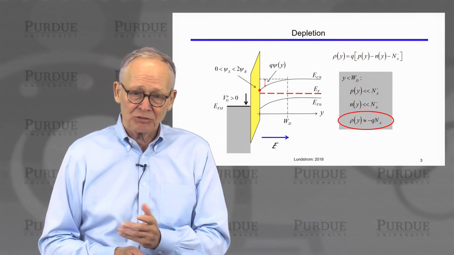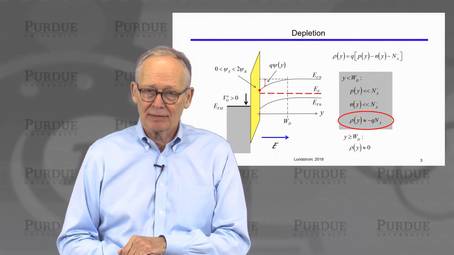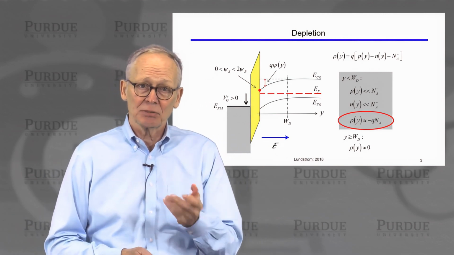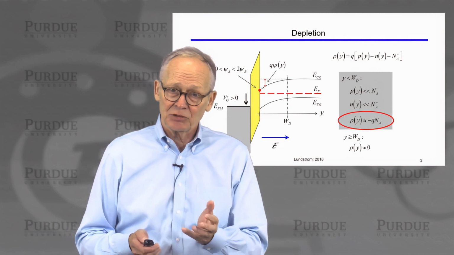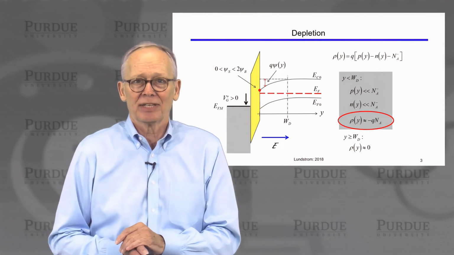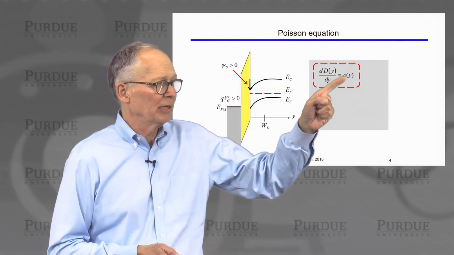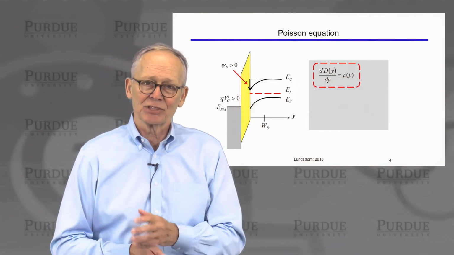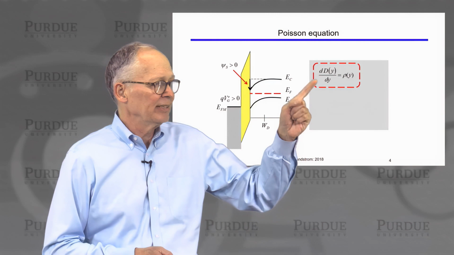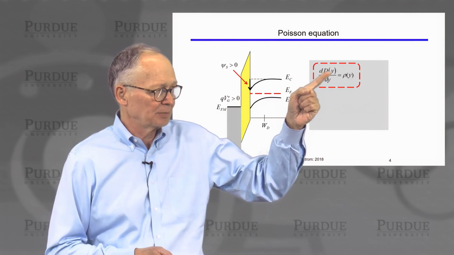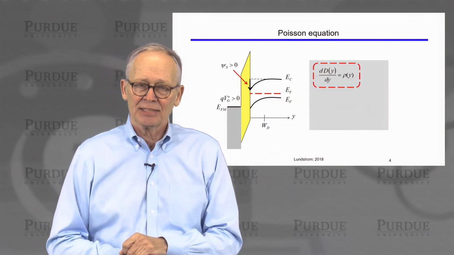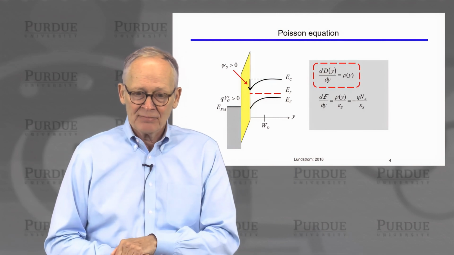All right, so we have the space charge density. Outside the depletion region, it's 0. If we have the space charge density, we can solve the Poisson equation and find the electric field. So our Poisson equation in 1D, the divergence of D is equal to rho. In 1D, it's dD/dy is equal to rho of y.